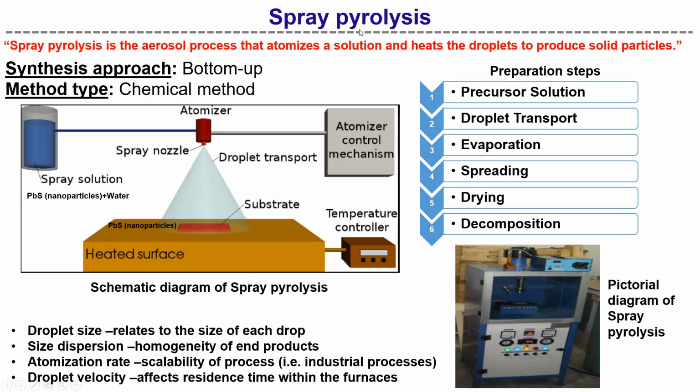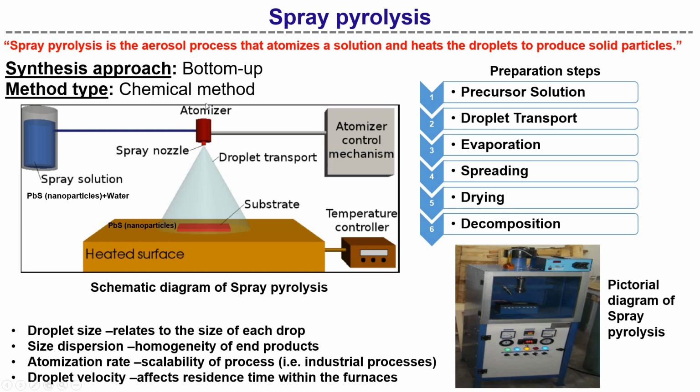Pyrolysis. In pyrolysis, the meaning of pyro is to heat. Pyro means heat. So exactly what we will do is we will take the advantage of heat and then we will solidify the material. How exactly we are doing? Let us look at it. So this method is called a bottom up approach, where we start from the atomic or molecular scale and then we reach up to nanoscopic scale.